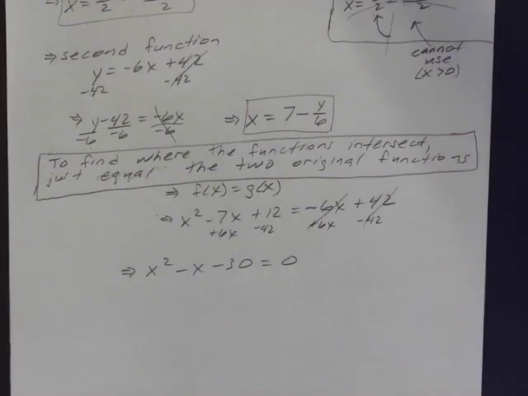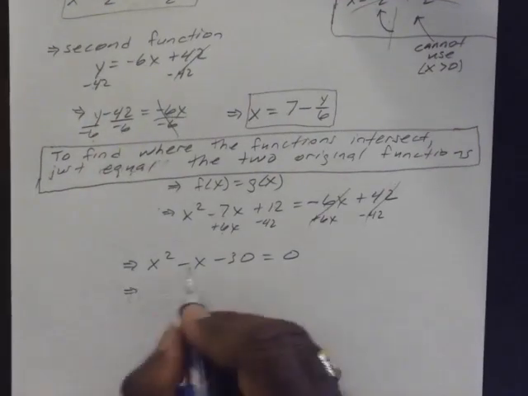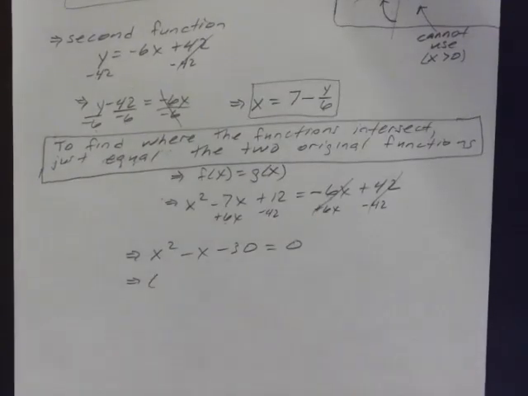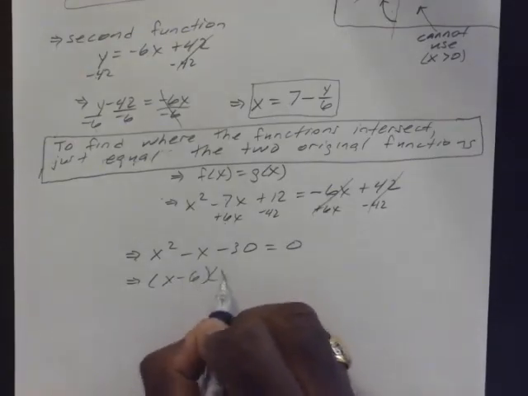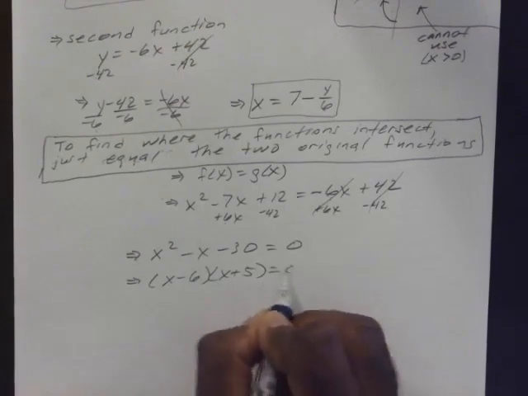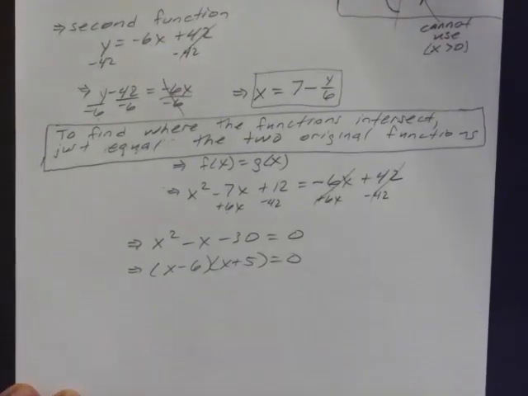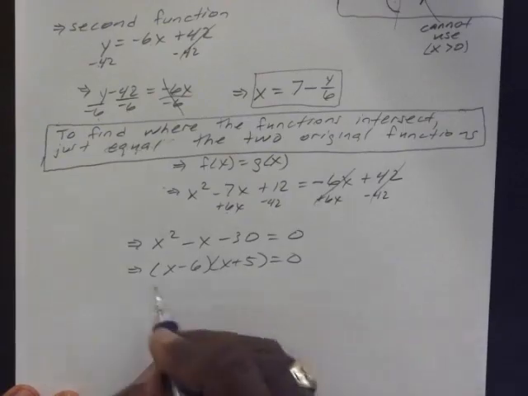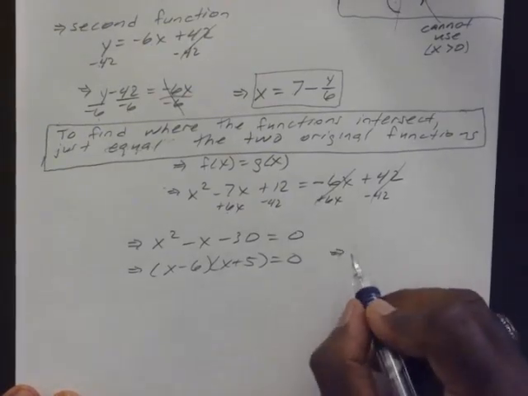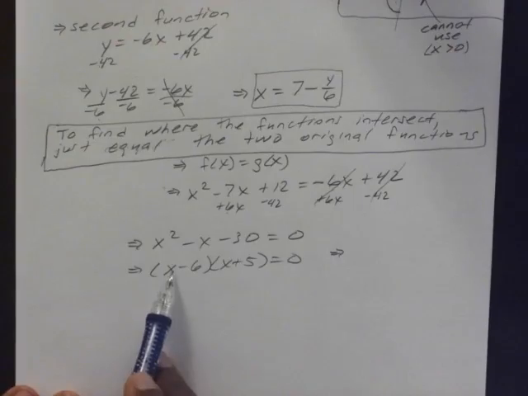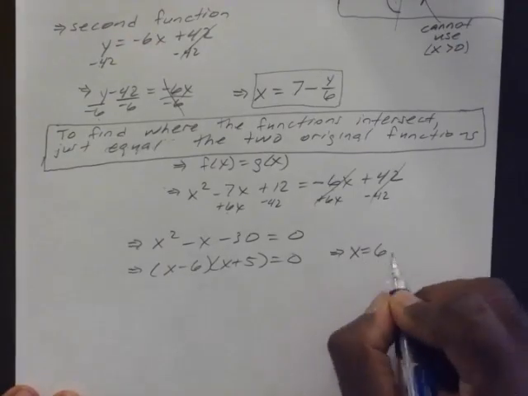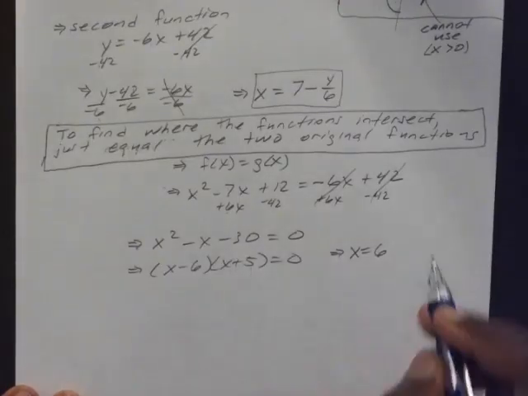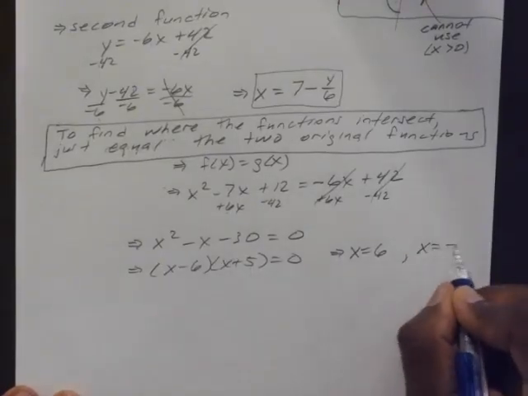Right. So using the zero factor property, we just factor the left side. So x squared minus x minus 30 is x minus 6 times x plus 5. Which means this is true when x minus 6 is equal to 0, when x is equal to positive 6. And x plus 5 is equal to 0 when x is equal to negative 5.